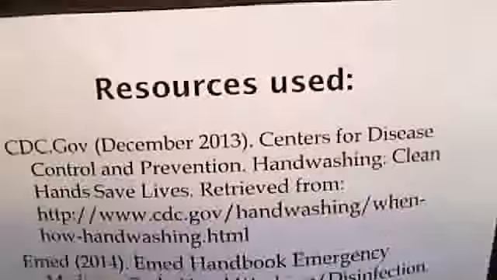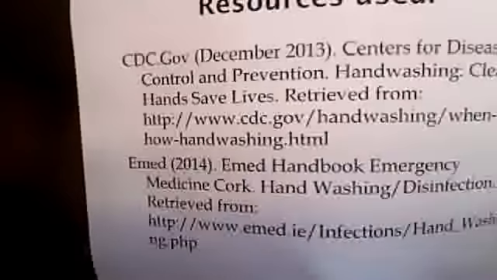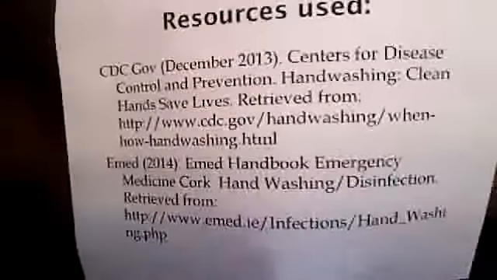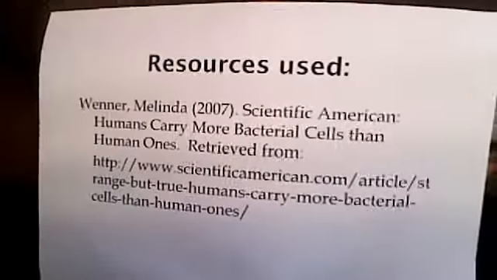At the end of my project, I have the resources cited where I obtained my great pictures. And that's basically the Clean Hands Project lesson number 1. Thank you.